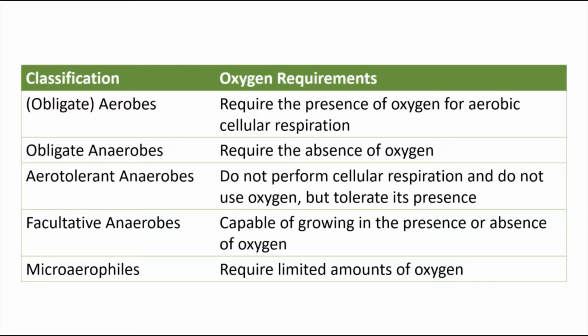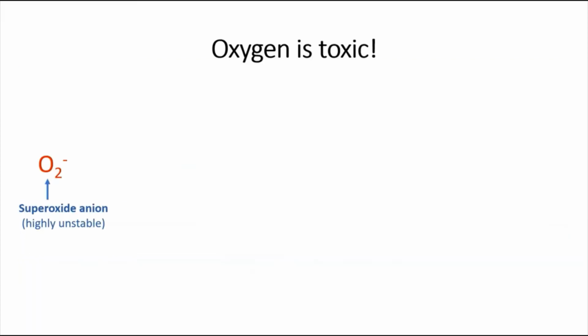So how can it be the case that there are organisms that are harmed by oxygen and cannot live in its presence, the obligate anaerobes? Well, this is actually the case for all of us. All organisms are harmed by oxygen because, as a natural byproduct of our metabolic processes, oxygen is transformed in very small amounts into this compound called the superoxide anion, which is toxic because it is highly unstable.